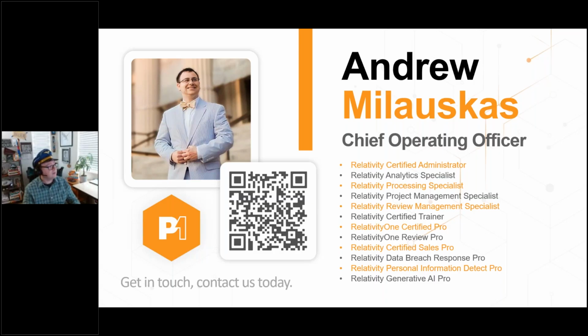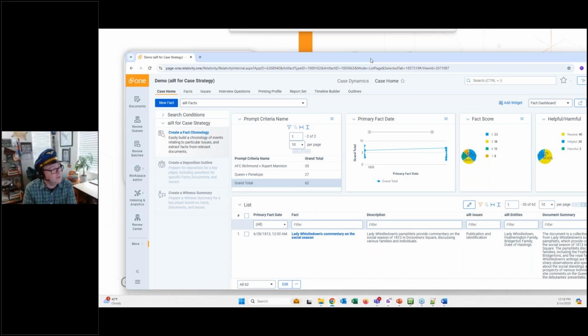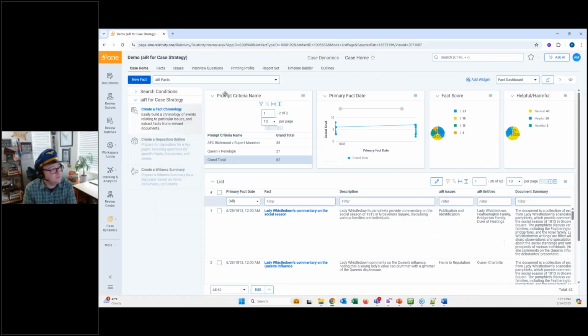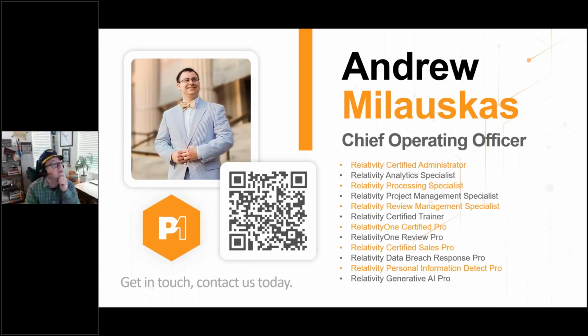And then you talked about a dashboard. Can you show us if you have one? I do. Sorry, I skipped over that. Back to our case here, you can see the dashboard that we have. We have two different fact chronologies that we've run using prompt criteria. You can filter on that, on the primary dates, the fact score, or helpful, harmful, or neutral. You can also add additional widgets based on some of these fields. Sorry, I missed that.